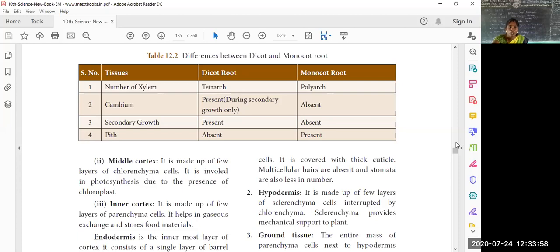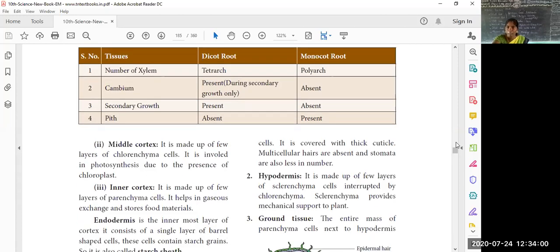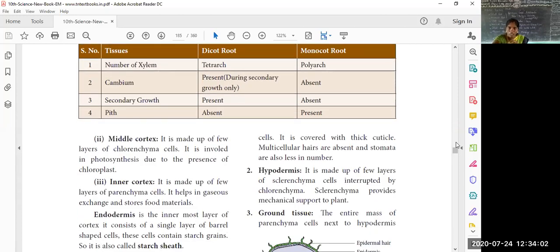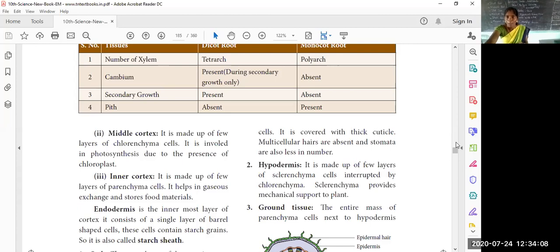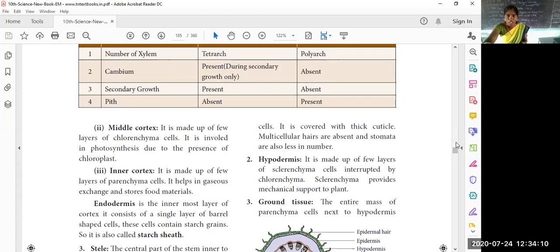So next, inner cortex. It is made up of a few layers of parenchyma cells. So there are one or few layers of parenchyma cells. It helps in gaseous exchange, where the gases are exchanged, like oxygen and carbon dioxide, and stores food material.